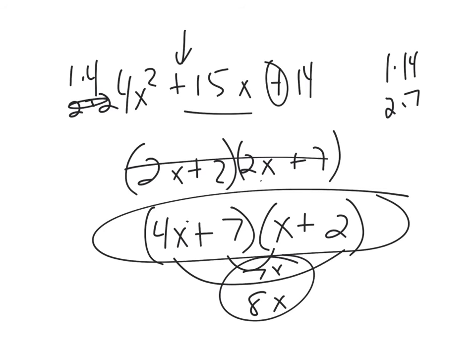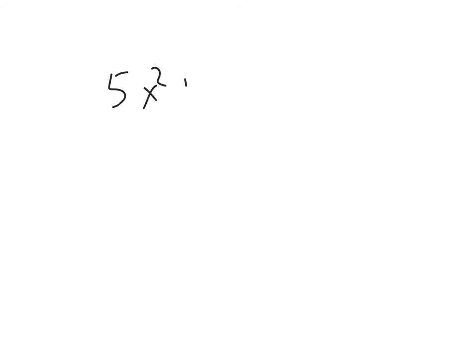Okay, let's try one more here. So I got 5x squared plus 3x plus 4. Whoops, that's supposed to be a plus sign. Make this look a little nicer. I hit it with my hand.